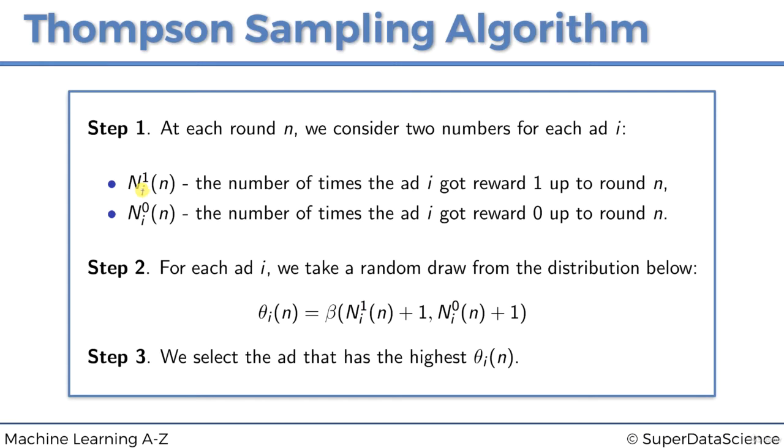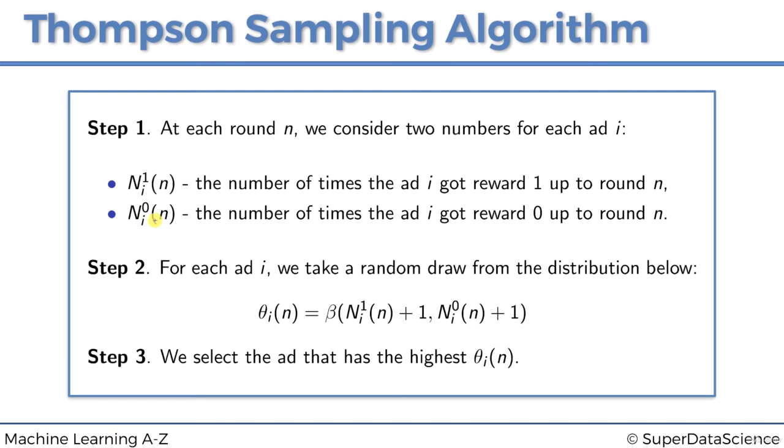So basically what we have to do in this step 1 is create two variables here for these two numbers, and we have to initialize them, of course, as 0. 0 for both, because of course, before we begin the first round, these two numbers are equal to 0, because the ad didn't get any reward at all. So that's what I would like you to do. And since these numbers are for each ad i, what we're going to do is create a list of 10 elements where each element is indeed this number for each of the ads, right? And same for this one.